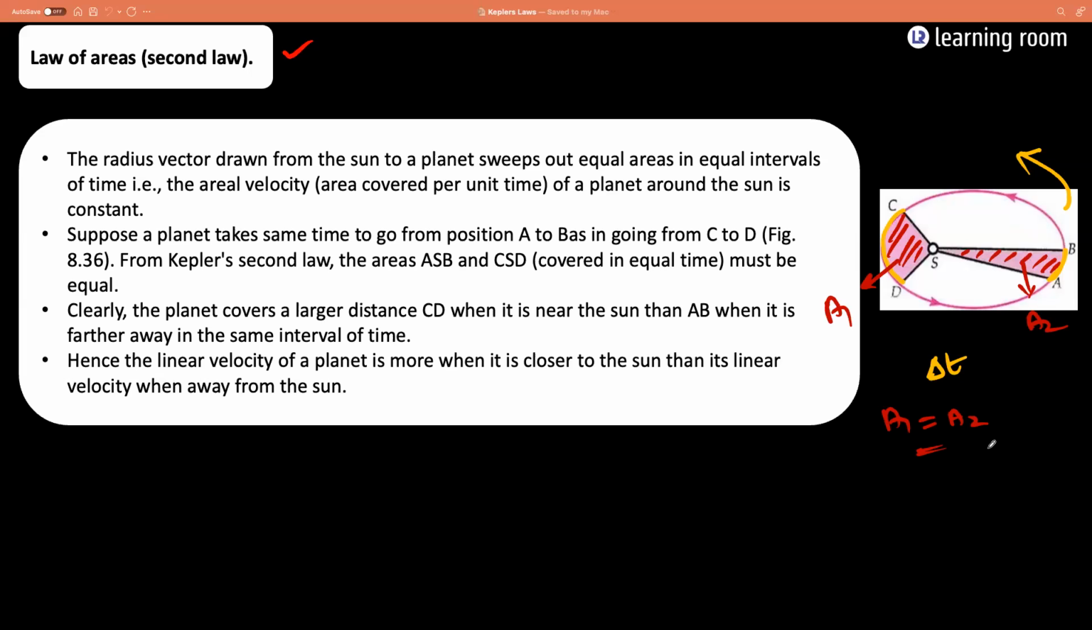Read and see. Suppose a planet takes the same time to go from position A to B as in going from C to D, then from Kepler's second law, the areas ASP and CST covered must be equal. Okay. There is another way to state this also. When area covered in equal intervals of time is the same, you can also see that dA by dt is a constant. What is dA by dt? It's called areal velocity.